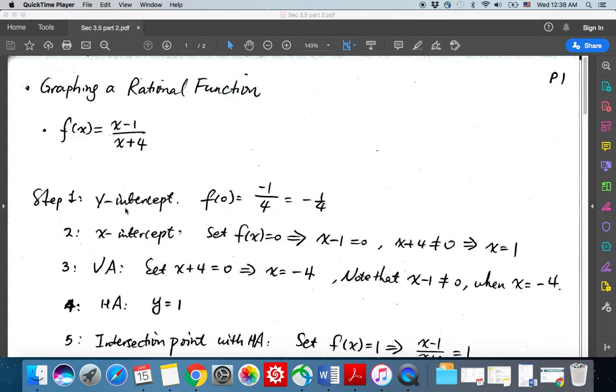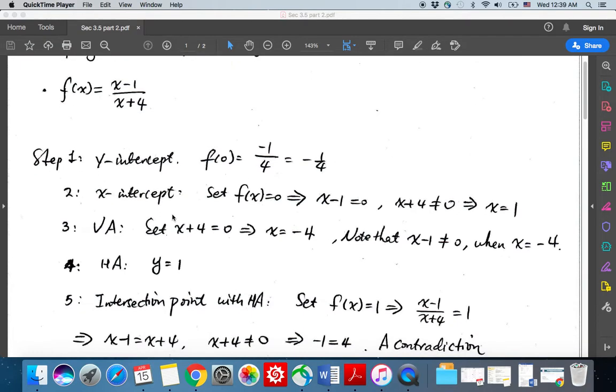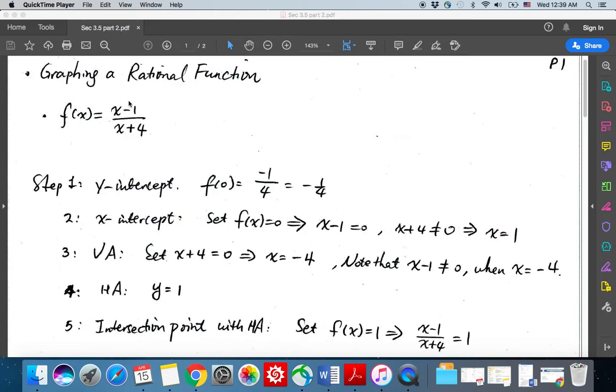Step 1, we're going to determine the y-intercept, if there's any, by setting x equals 0. In this case, f of x is defined at x equals 0, with the function value being -1. So that's going to be our y-intercept. Next, we're going to determine the x-intercept by setting this function equal to 0. This implies the numerator equals 0 while the denominator does not equal 0. If we solve this, it gives us the x-intercept x equals 1, and that's the only x-intercept we have.